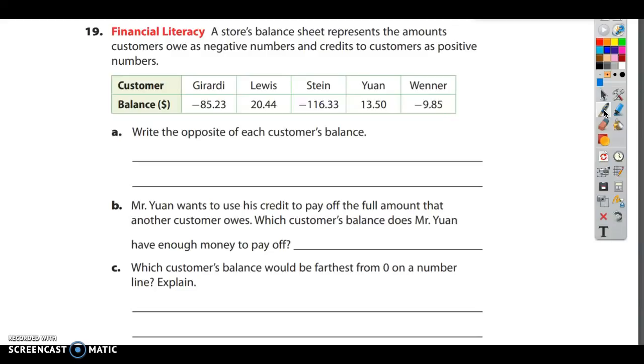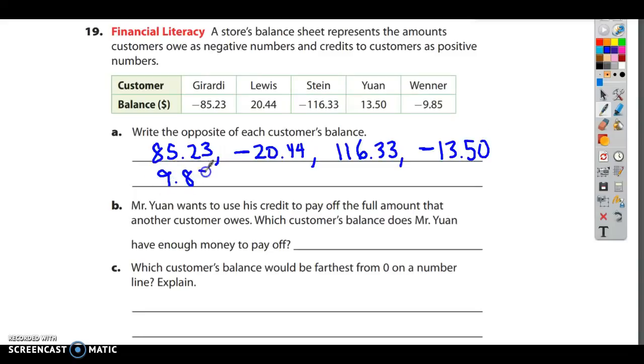The opposite of negative 85 and 23 hundredths is positive 85 and 23 hundredths. The opposite of 20 and 44 hundredths is going to be negative 20 and 44 hundredths. The opposite of negative 116 and 33 hundredths is going to be positive 116 and 33 hundredths. The opposite of positive 13 and 50 hundredths, or 5 tenths, is going to be negative 13 and 5 tenths. We can just leave this as 5 tenths, or we can write 50 hundredths. The opposite of negative 9 and 85 hundredths is going to be positive 9 and 85 hundredths.